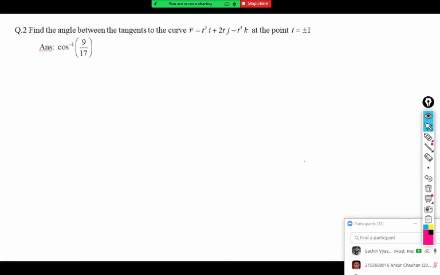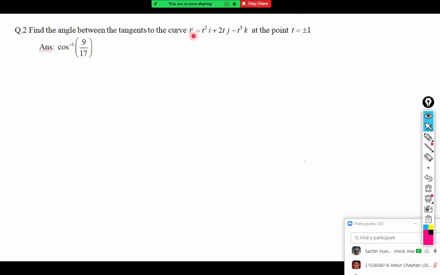So here is question number 2. The question is: find the angle between the tangents to the curve. The equation of the curve is given as r bar equals t square i plus 2t j minus t cube k, and we want the angle between the tangents at the points t equals plus 1 and minus 1.